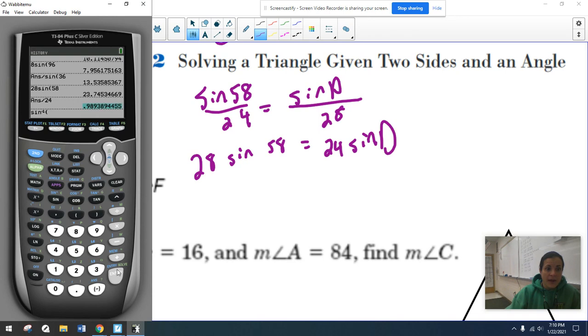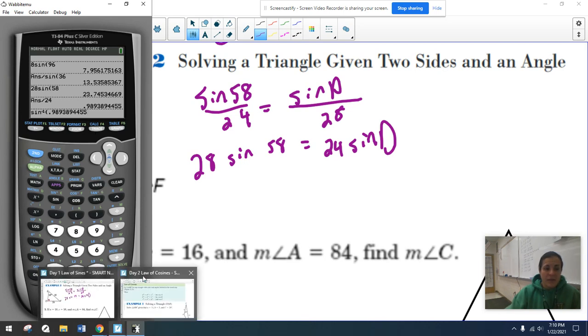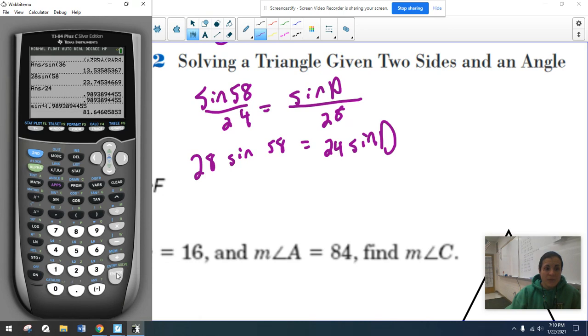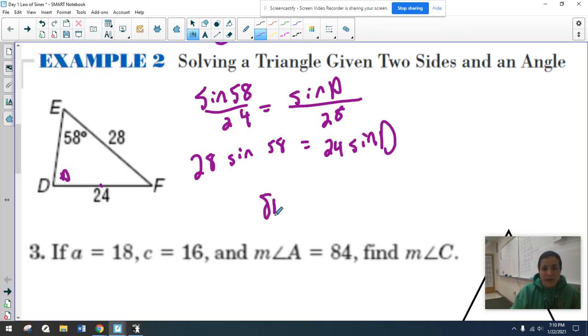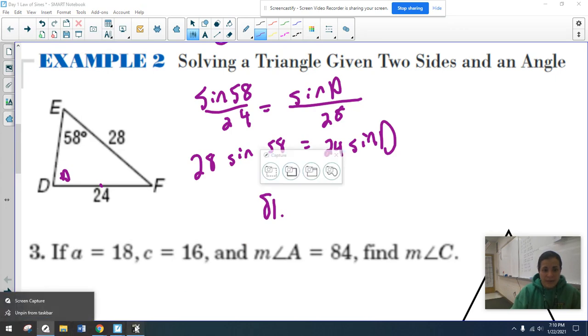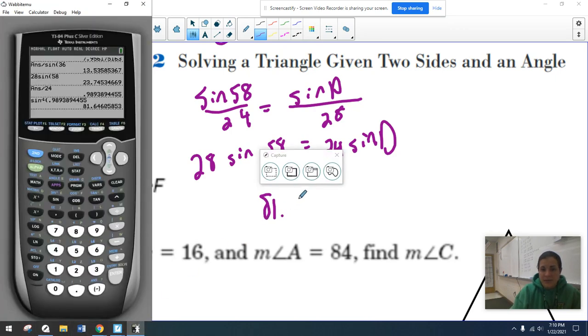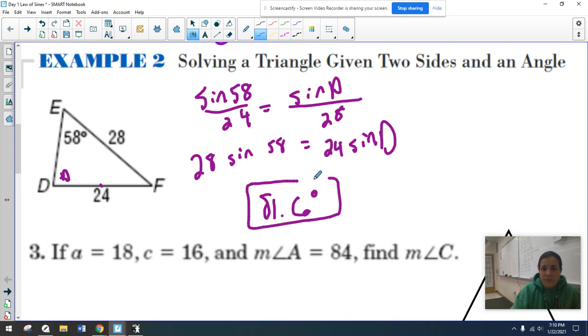So I'm going to use blue sine, and I want this. You can either go up and highlight it and hit enter with it like that, or there's a little ANS, that means answer. So if you hit second and hit answer, it'll come up ANS. Either way is going to give you the decimal that you want. So you hit enter, and we're going to, again, round to the nearest tenth. So this is going to be 81.6 degrees. So that would be my angle D. And then you can just keep solving like we did before.